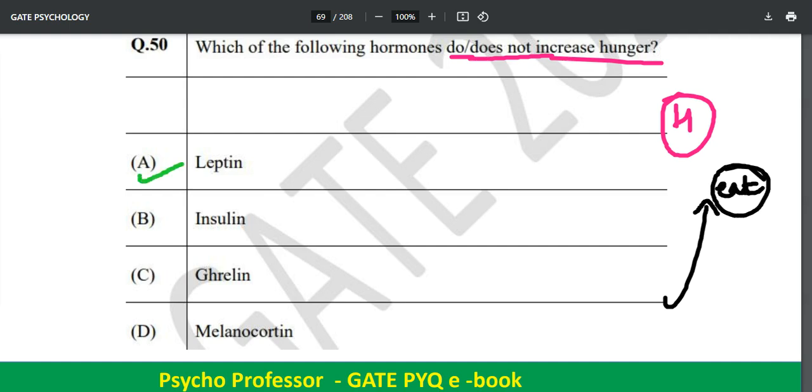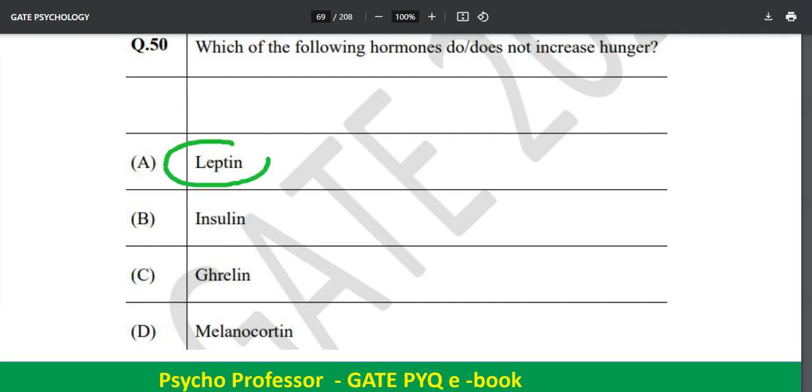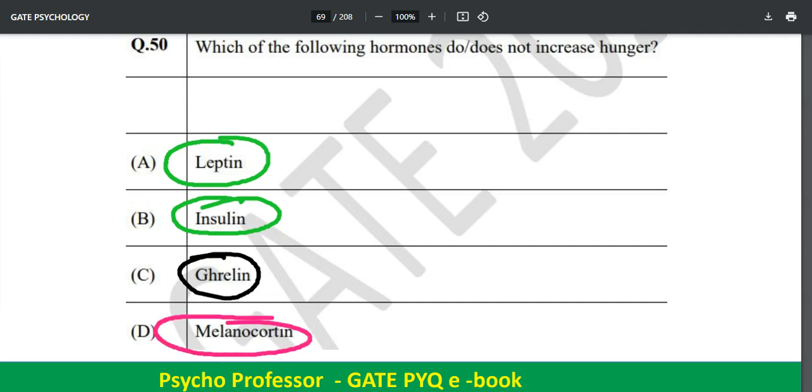Out of these, which of the following does not do the same mechanism? First of all, talking about leptin, yes. Insulin, yes. And melanocortin, yes. Only ghrelin. Ghrelin is the right answer.